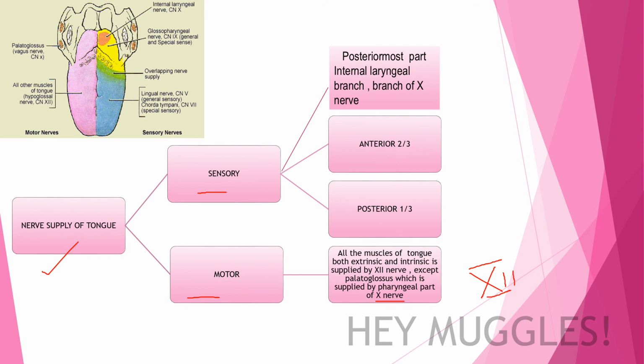Coming to its sensory innervation, the posterior most part of the tongue is innervated by the internal laryngeal branch, that is a branch of the vagus nerve, right? Let's see about its anterior two-third and posterior one-third in the next slide.